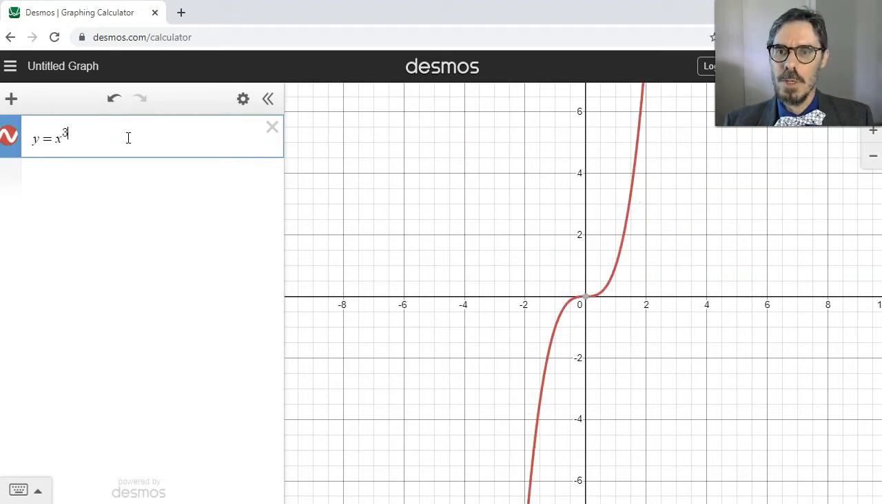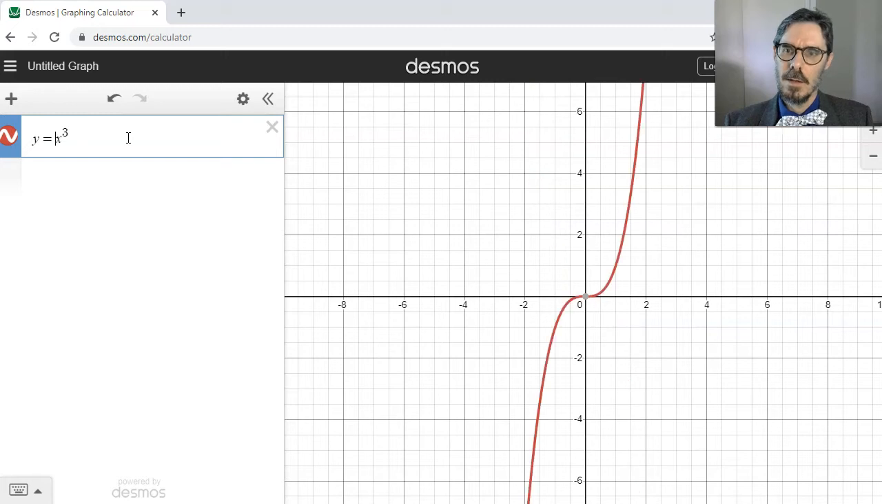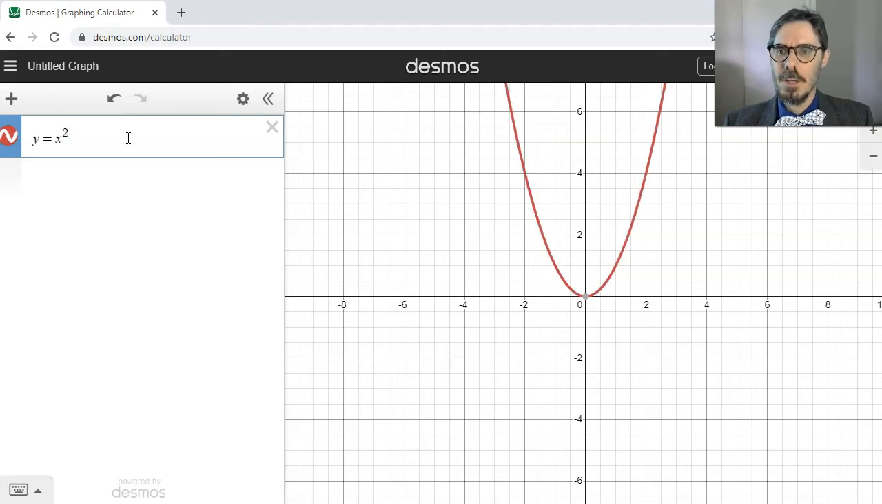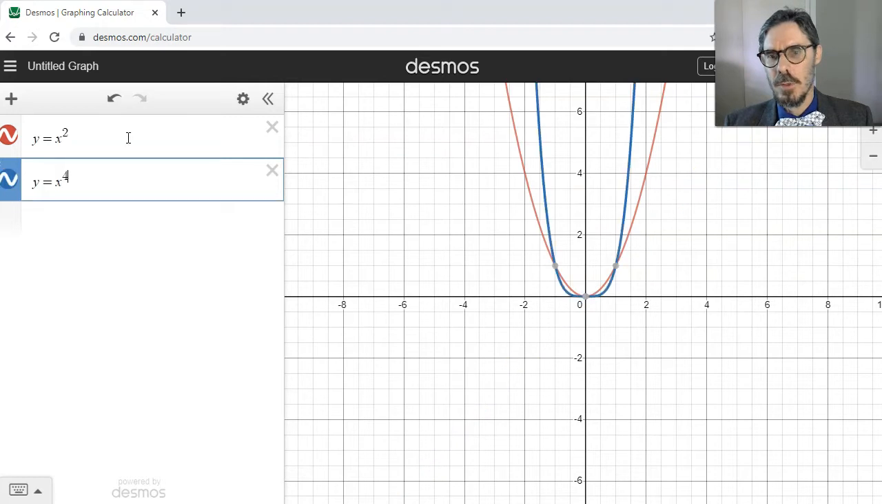X cubed looks like this. And a negative x cubed looks like that. X to the fourth looks pretty much like x squared, doesn't it? Let me show you a few of them together. Y equals x to the fourth. See the difference? It's a bit flatter in the middle, but it ends up going up much steeper. And they cross at 1, 1.